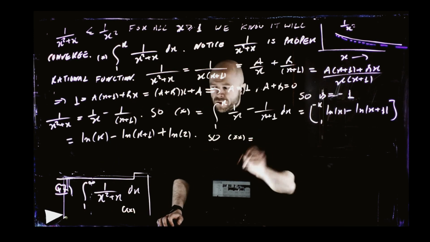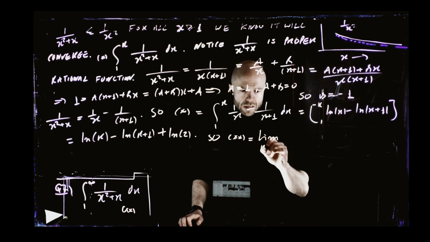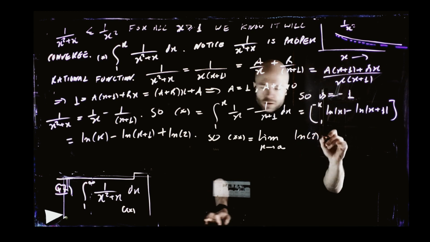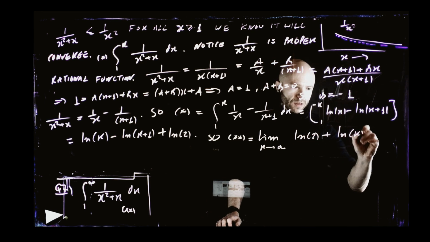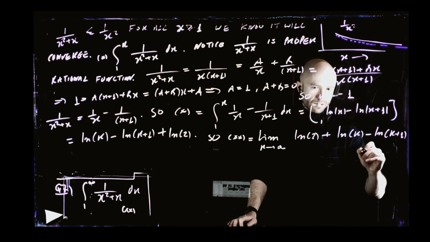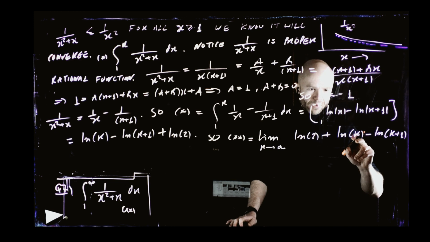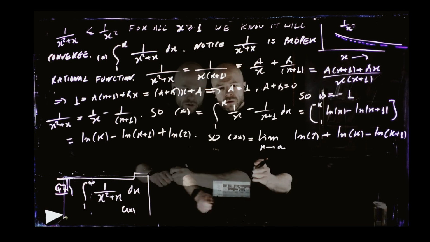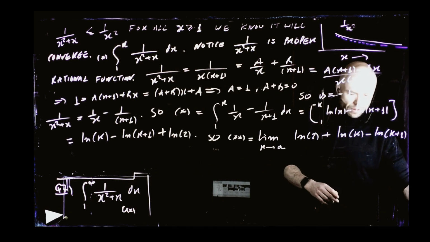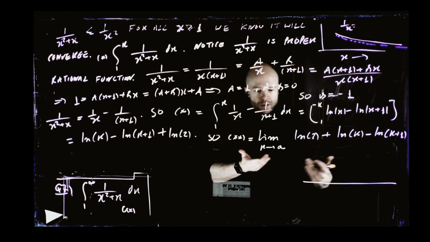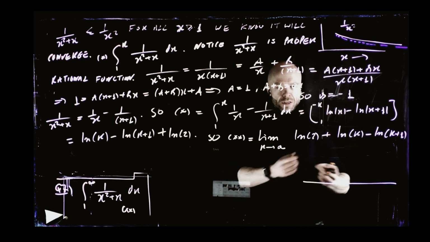So star is equal to the limit as r goes to infinity of log of 2 plus log of r minus log of r plus 1. Now, do we have a problem? Because log of r goes to infinity, and log of r plus 1 goes to infinity. So how are we going to figure this out? The other day, someone asked me why we don't just plug in infinity, and this is why: infinities don't cancel each other out.